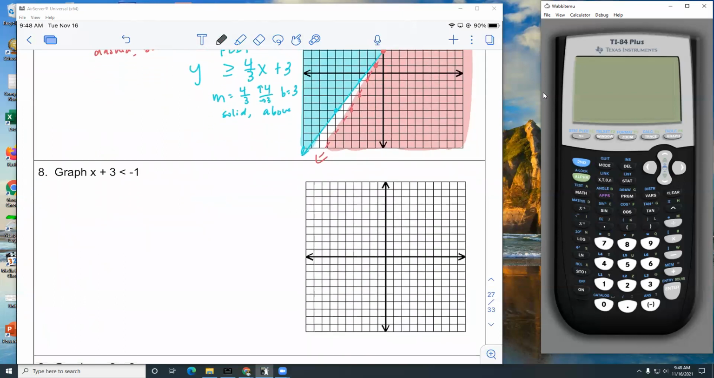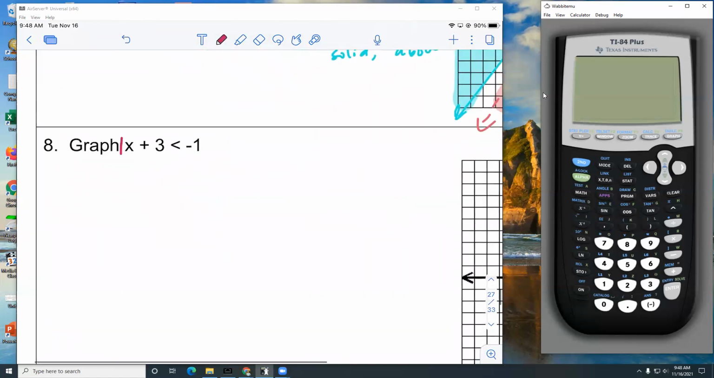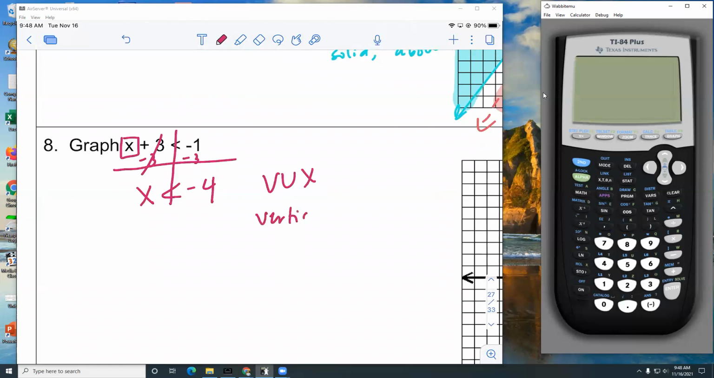Number 8, graph x plus 3 is less than 1. Again, there's just an x, that's my only variable. So let's solve. I see plus 3, do the opposite, so subtract 3 from both sides. So I get x is less than -4, 1 minus 5 is -4. So it's going to be a vux, a vertical line at x equals -4.